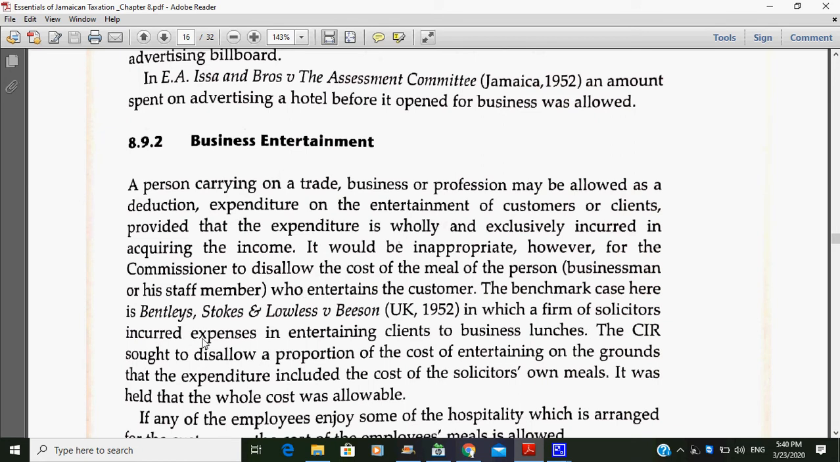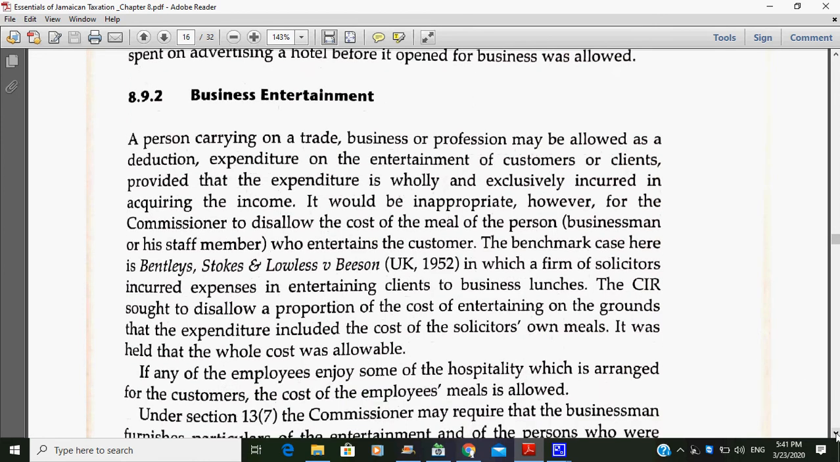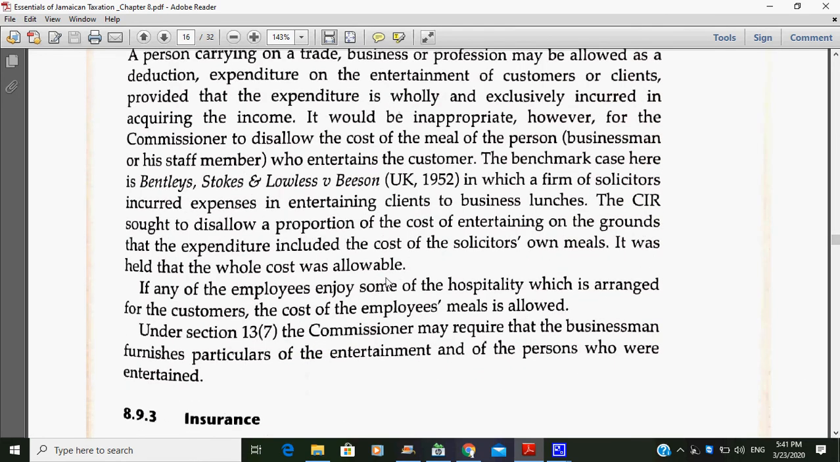The benchmark case here is Bentley's Stokes versus Lawless and Beeson, in which a firm of solicitors incurred expenses in entertaining clients to business lunches. The CIR sought to disallow a proportion of the cost of entertaining on the grounds that the expenditure included the cost of solicitors' own meals, to say that the whole cost was allowable. If any of the employees enjoy some of the hospitality which is arranged for the customers, the cost of employees' meals is allowed.